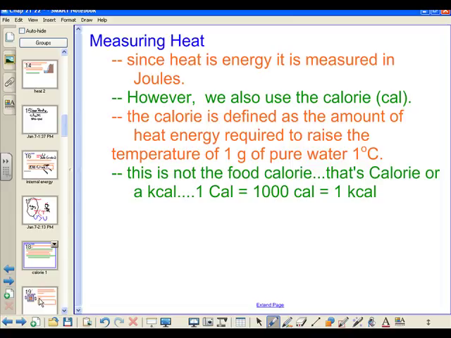However, our little calorie here is not a food calorie. That's calorie with a capital C, or a kilocalorie. 1 food calorie with a capital C is equal to 1,000 of these calories, or a kilocalorie. Alright, so food calorie is a little different. These are kind of part of the English system. One more time.